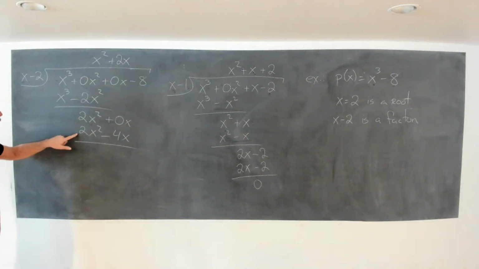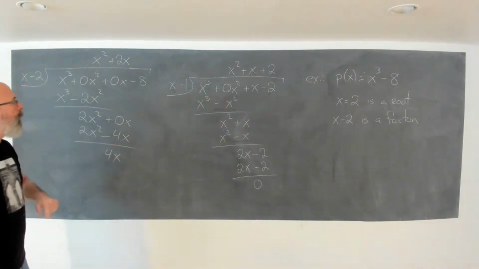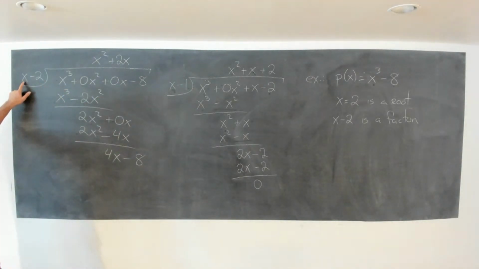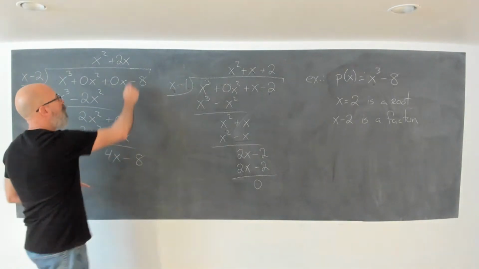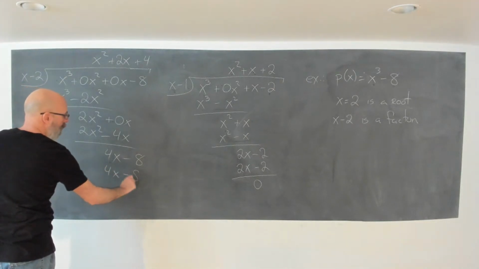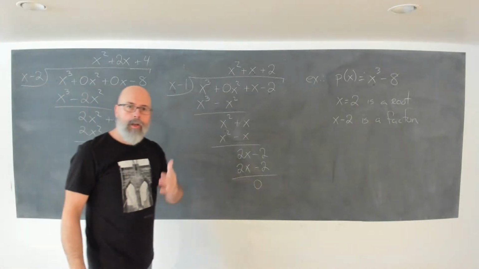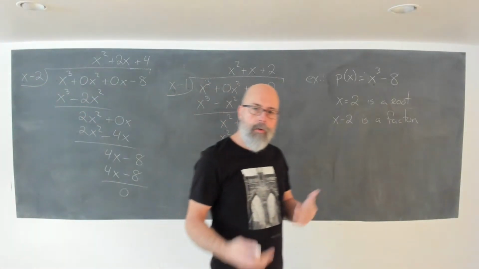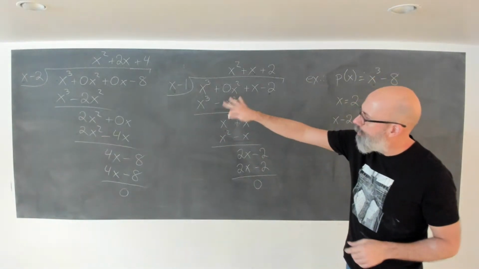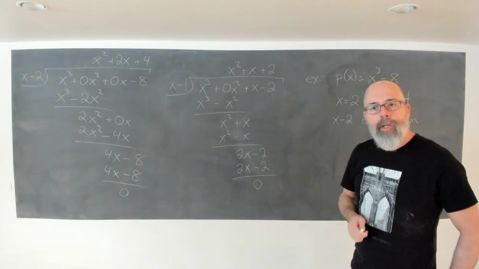Subtract. This minus this is 0. This minus this is a positive 4x. Bring down the last term and repeat. What must we multiply to x to get a 4x? The answer is 4. And we get a remainder of 0 as expected. If the remainder is not 0, we've made a terrible mistake, either in the work or the fact that we didn't have a root to begin with.